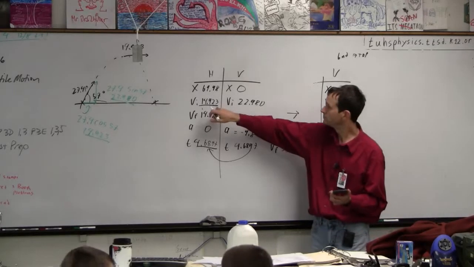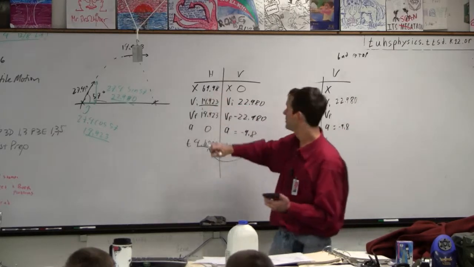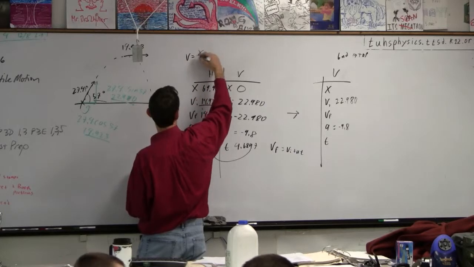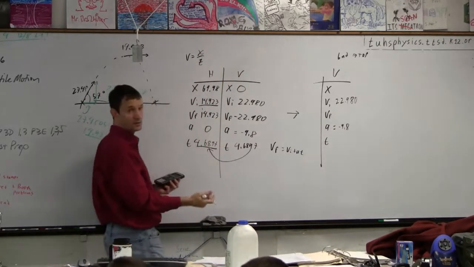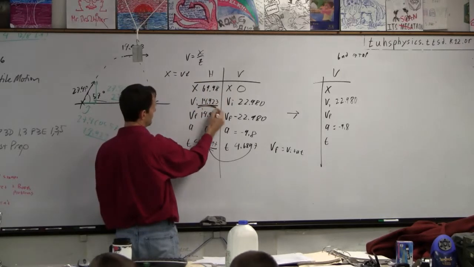This guy? Oh, I did this guy times this guy. Right? So I'm using V is x over t. That's all you ever use, right? So x is vt. So it's this guy times this guy.